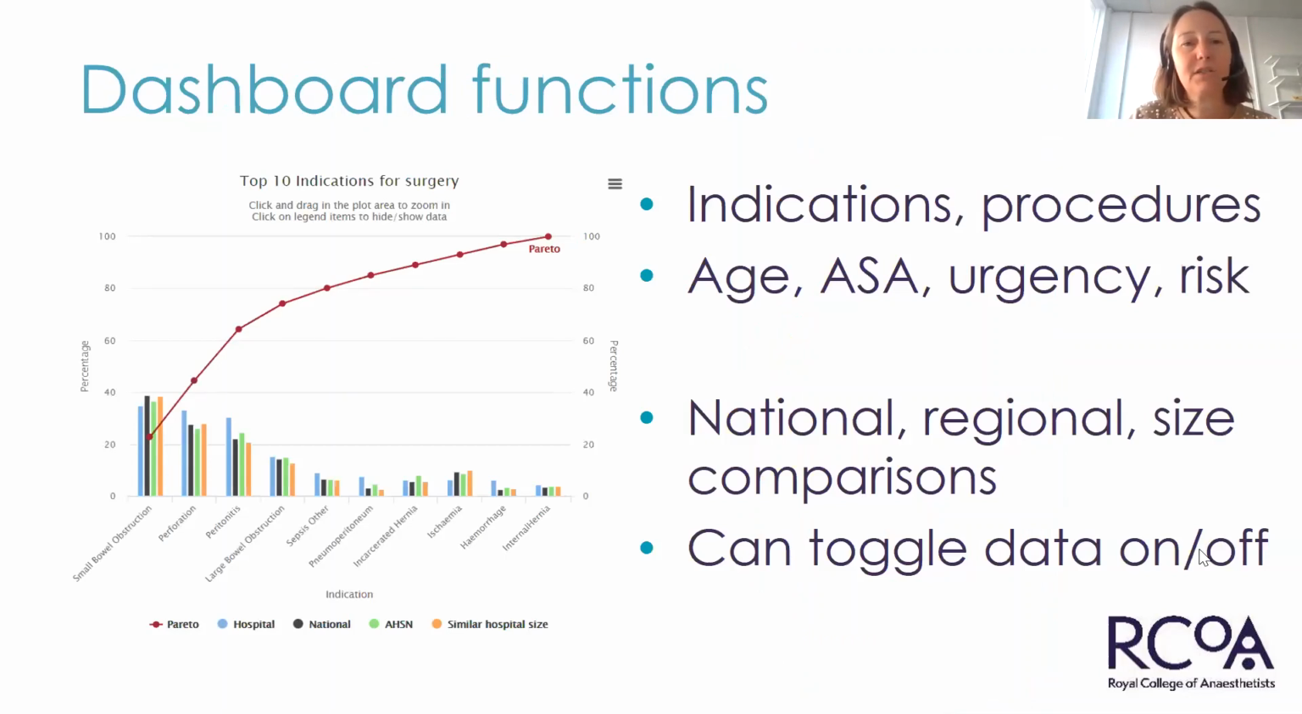So here's an example of the indication for surgery chart. And as you can see, you've got a range of different histograms looking at your performance versus national and regional performance. And then the Pareto part is a cumulative figure, looking to see which of these different indications for surgery contribute most to your practice.